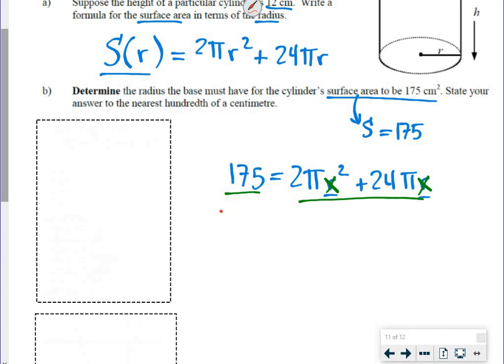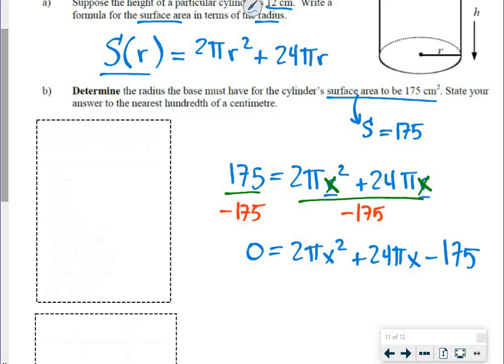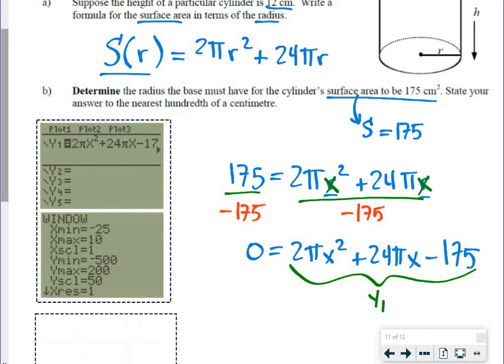Or we can get everything equal to 0, so maybe bring everything to one side and let the equation be 0. So we have 2 pi times x squared plus 24 pi x minus 175. So if you put that in for y1, and now we just find the x-intercepts. Graph that, so y1 equals that equation there would be, so that's minus 175 that's missing.